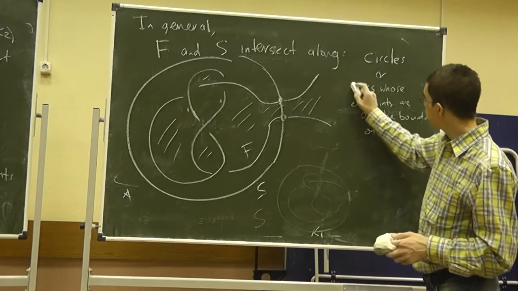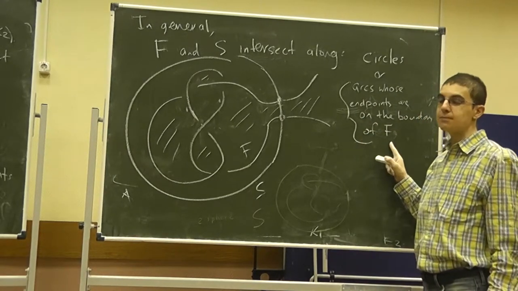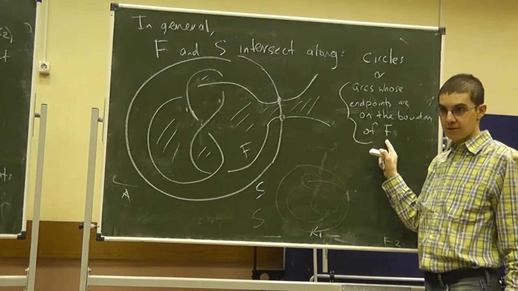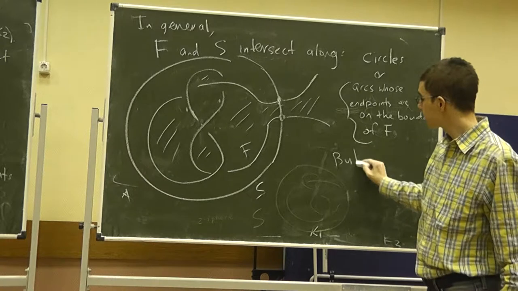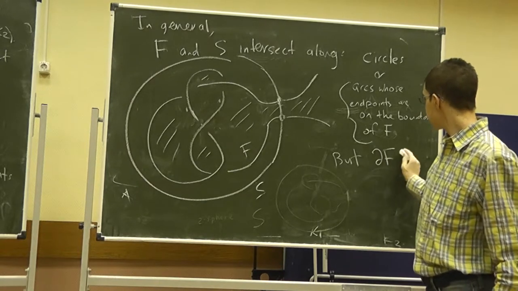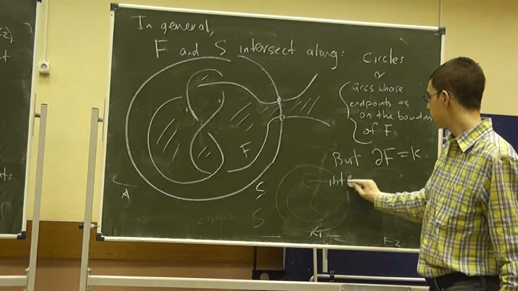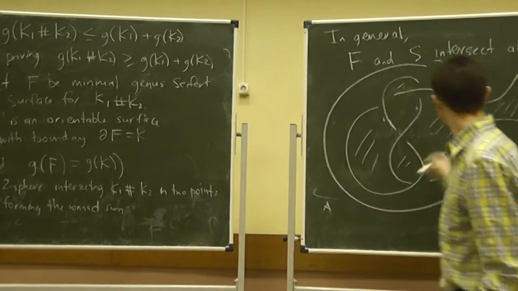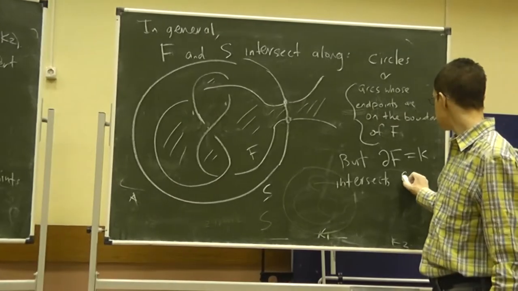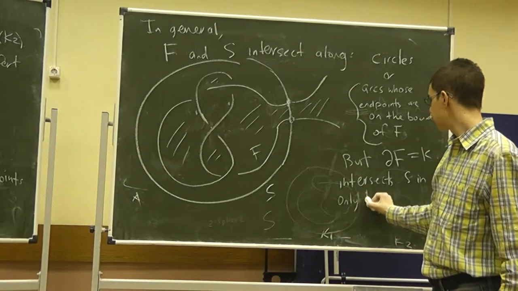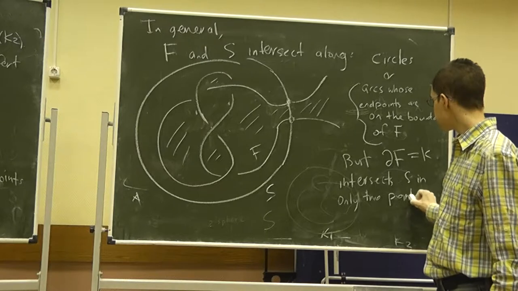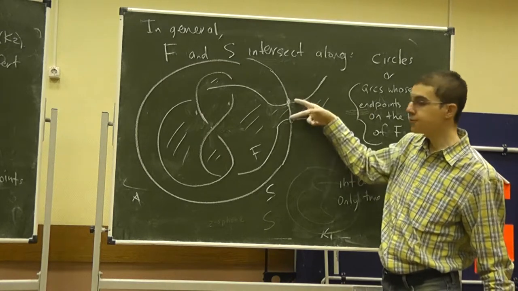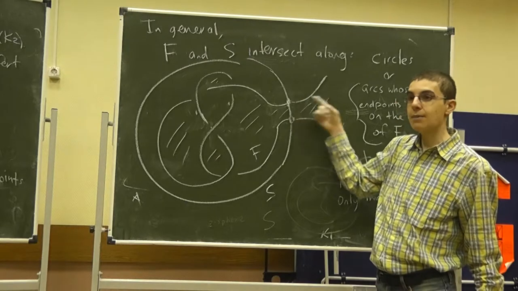Okay, but now just looking at these guys. What is, by definition, the boundary of F? F is the Seifert surface. So the boundary of F is our knot. But the knot intersects our two sphere in just two points by the definition. So the boundary of our surface intersects this two sphere in only two points, just by definition of the knot. So therefore, how many arcs could we have?